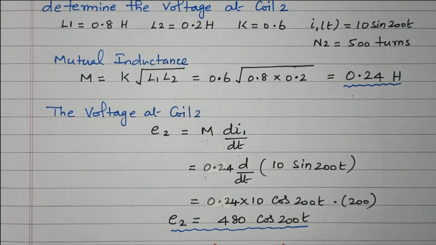So in this problem, the inductances and coefficient of coupling are given. From that we calculate the mutual inductance. From that we calculated the voltage induced in the second coil.